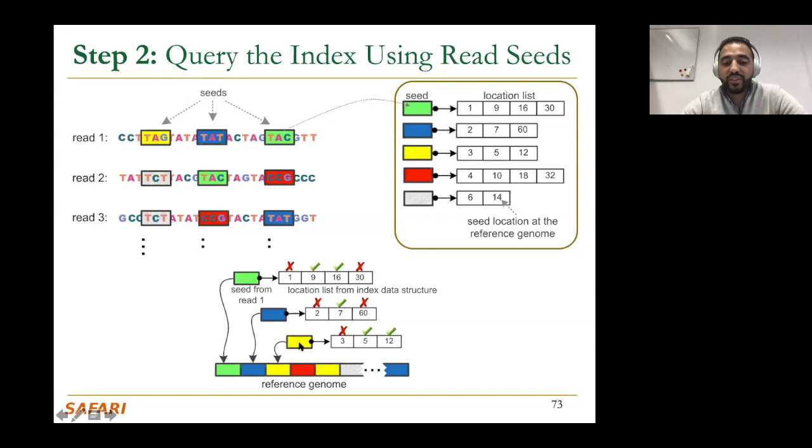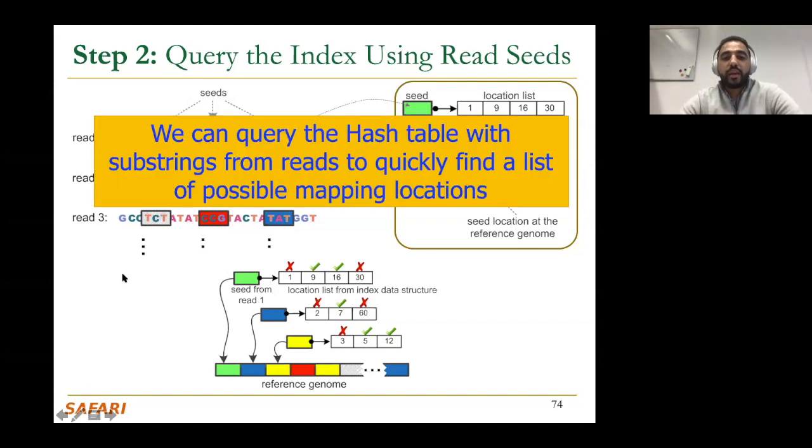But we can see that, for example, the yellow starts at 5, then the blue at 7, then the green at 9. So it is the same order as what we have in the read. So this is probably a good candidate to be checked or examined with the entire read content. Now we can query the hash table with substrings from the read to quickly find the list of possible mapping locations, and that reduced the execution time a lot compared to the brute force method that I presented, or the stupid way of doing genome analysis, for example.